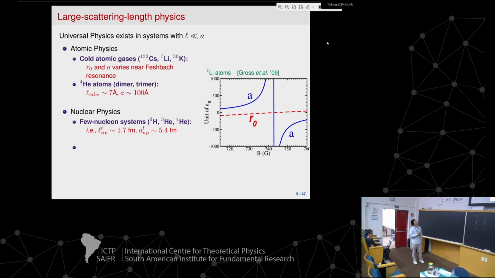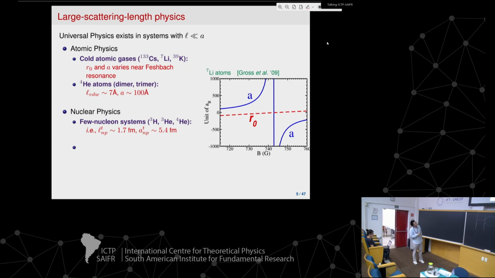So these are some examples of the universal physics observed in different systems. These are systems that share the same feature: the range of interactions is much smaller than the scattering length. For the atomic systems, first you have ultra-cold atomic gases, such as cesium-133, or the lithium gases, or this one, I don't know how to pronounce it, K39.